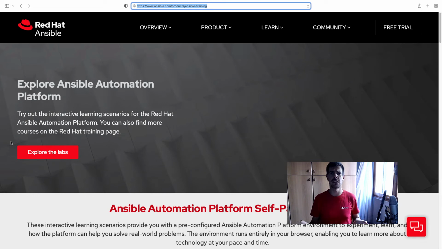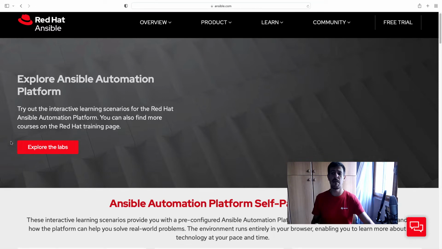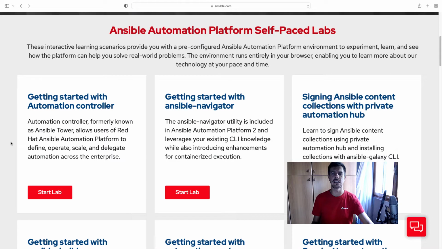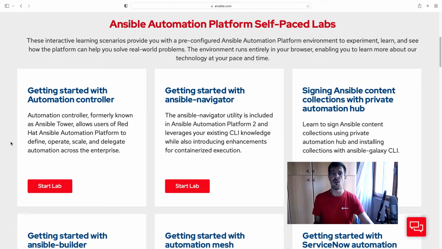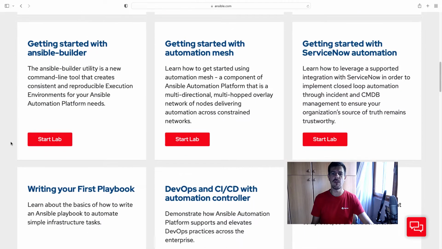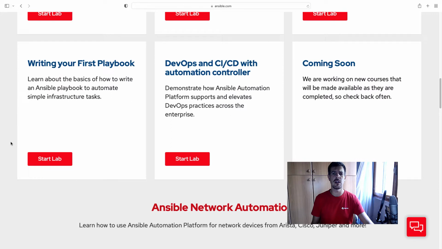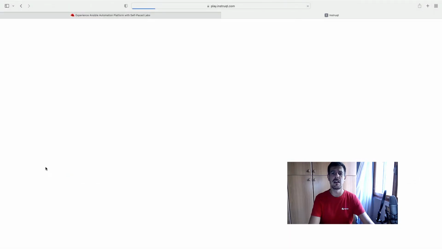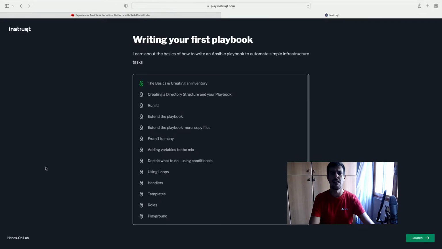All these resources are available on the official Ansible website under the section Product, Ansible Training. As you can see, there is more focus on Ansible Automation Platform, but there are a lot of interesting new resources also for early birds in the Ansible space. So for example, let's say that we would like to start writing our first playbook. Let's start the lab, and in a blink of an eye we are going to start the next section.